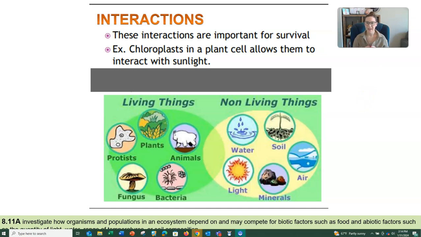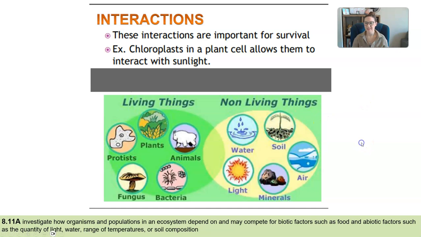Now remember, we talked about how biotic factors and abiotic factors are going to be interacting. This is how biotic factors are able to survive when they're dependent on the non-living things around them. Chloroplasts in plant cells are going to allow them to interact with the sunlight. When they interact with the sunlight, they are better able to go through the process of photosynthesis and thus allow their survival.